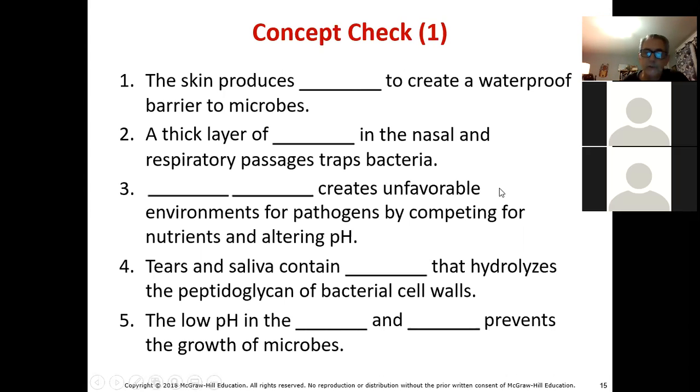The low pH in the blank and blank prevents the growth of microbes. Is that the skin and digestive tract? Yeah, particularly the stomach. Stomach is very low pH.